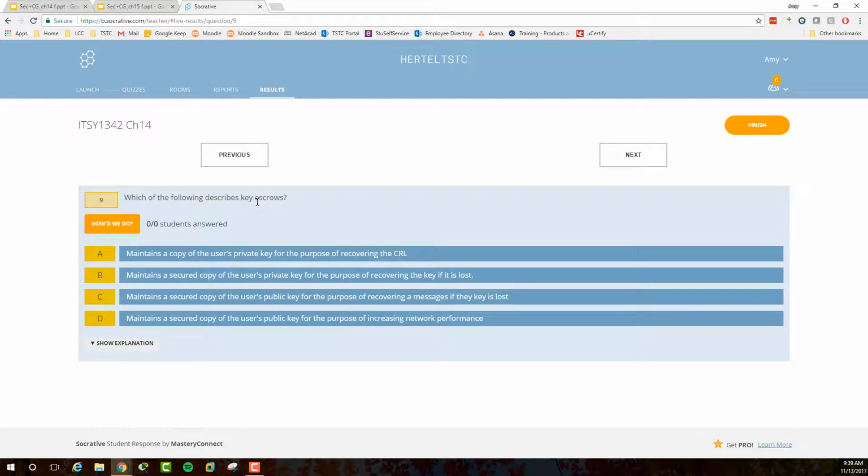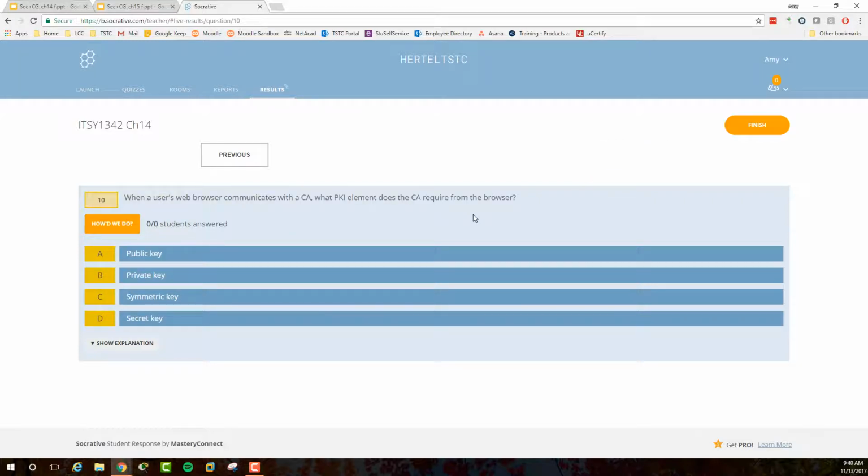Which of the following describes key escrow? A, maintains a copy of the user's private key for the purpose of recovering the CRL. B, maintains a secured copy of the user's private key for the purpose of recovering the key if it's lost. C, maintains a secured copy of the user's private key for the purpose of recovering a message if the key is lost. D, maintains a secured copy of the user's public key for the purpose of increasing network performance. Okay, the answer is B. We're maintaining a secured copy of the user's private key, the one that's supposed to be kept private, for the purpose of recovering the key if for some reason the key is lost.